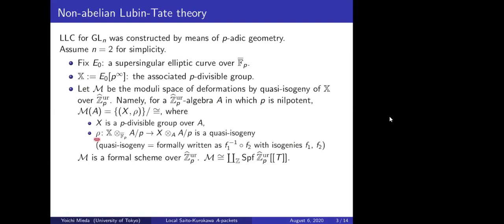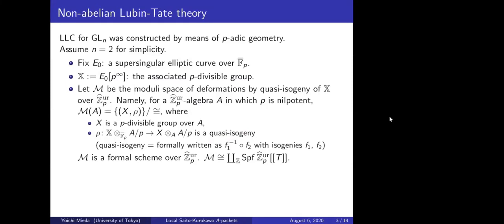And this rho is a quasi-isogeny connecting these two p-divisible groups over A over P. Here, quasi-isogeny is something which is formally written as a composite of an isogeny and the formal inverse of an isogeny. So in the usual deformation problem, we take this rho as an isomorphism, but here I will consider quasi-isogeny.